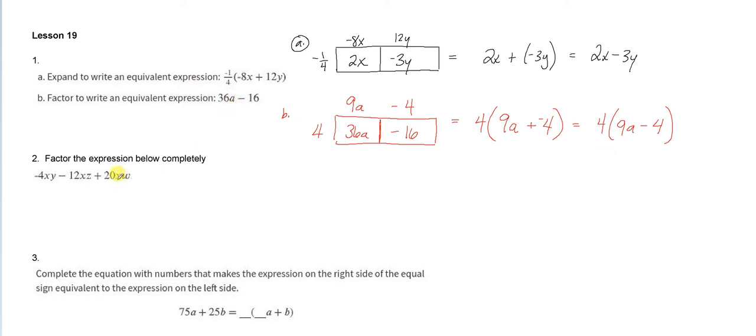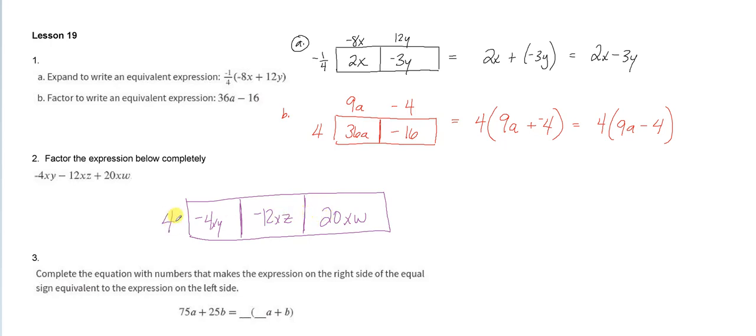All right, and so we can do the same thing down here. You can think of it as, I've got this really long rectangle, and inside that really long rectangle, I've got these expressions that have been written out. I've got -4xy, I've got a -12xz, and I've got a 20xw. And so first of all, let's start with numbers that go into all of these. So 4, 12, 20. 4 goes into all of those, so I'm going to pull out a 4. And then letters that are in each section. X appears in all of them, so I'm going to pull out 4 and X, because it is a part of every one of these right here.